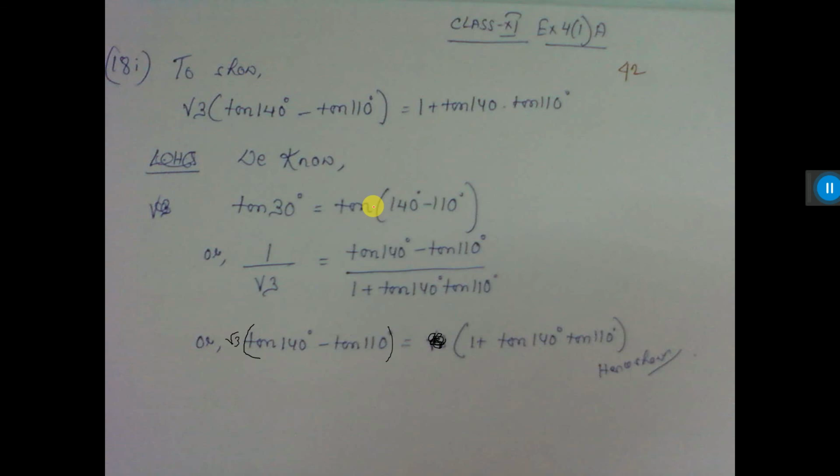Now for this sum, you have to prove this one, you have to start from here. We know tan 30 degree equal to tan 140 minus 110. Why I have taken this? Because in the sum 140 and 110 is there. Then put the value of tan 30, 1 by root 3, and here tan A minus B formula, tan A minus tan B by 1 plus tan A tan B. Now do cross multiplication. See, the proof has come.